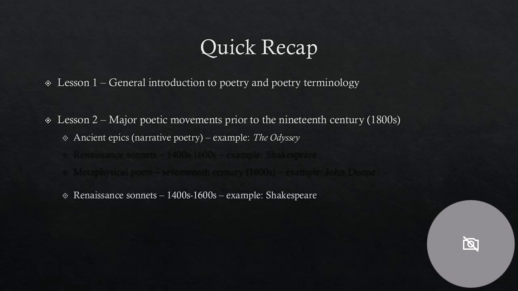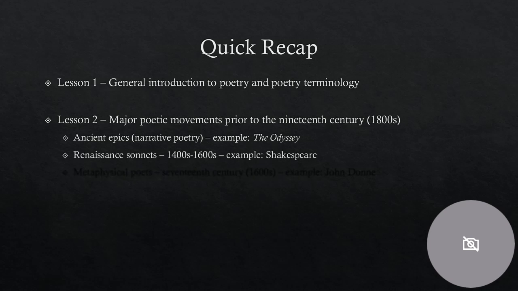We'll talk about that. And then the development of the sonnet, which is the most popular of the fixed poetry forms, and its rise to prominence in the 1400s and 1600s, with the most famous sonneteer, Shakespeare, as our case study. And then thirdly, lastly, we looked at the metaphysical poets and the development of the conceit in the 17th century, with John Donne, again the most famous metaphysical poet, as our example.